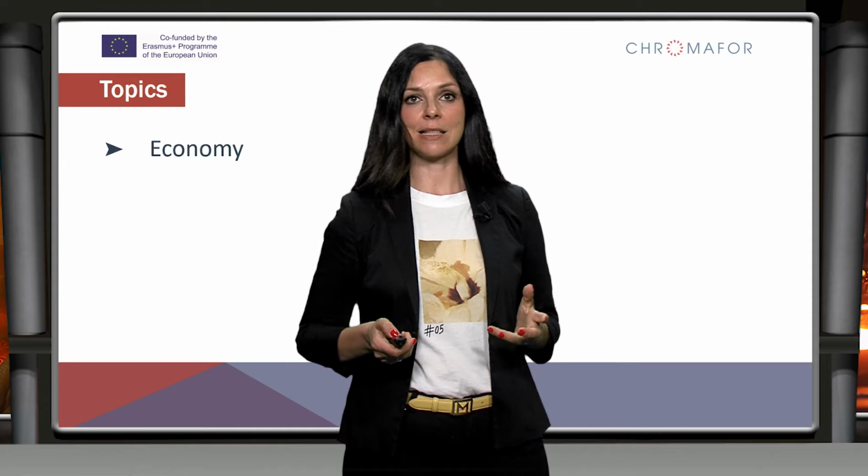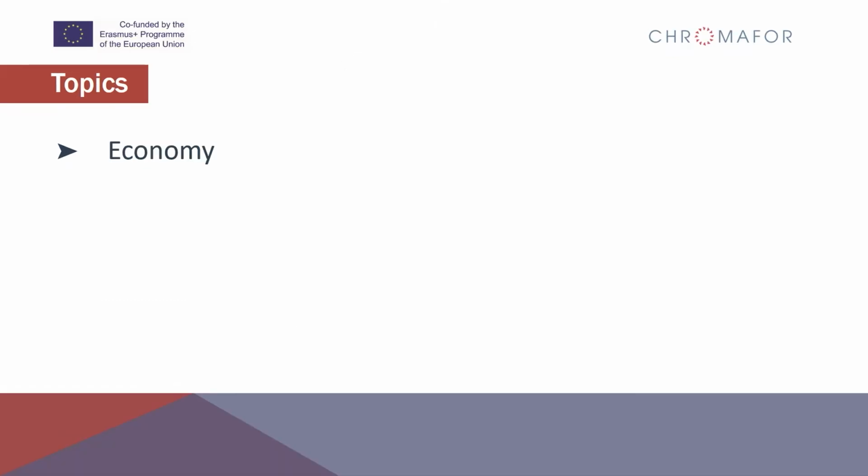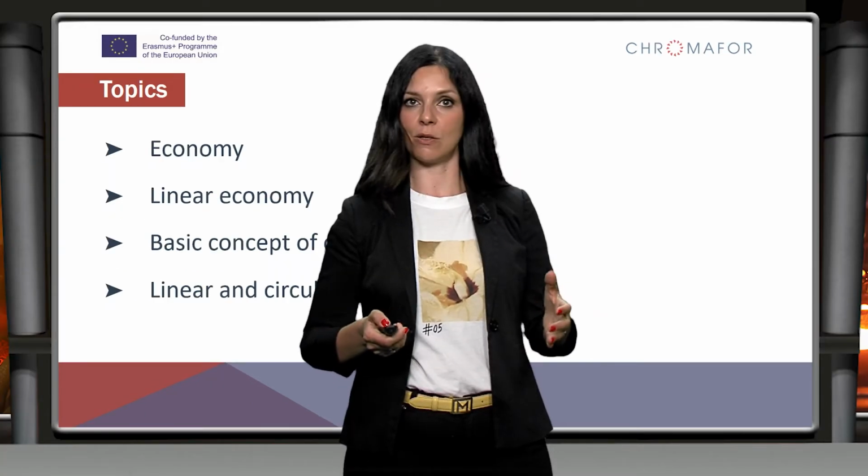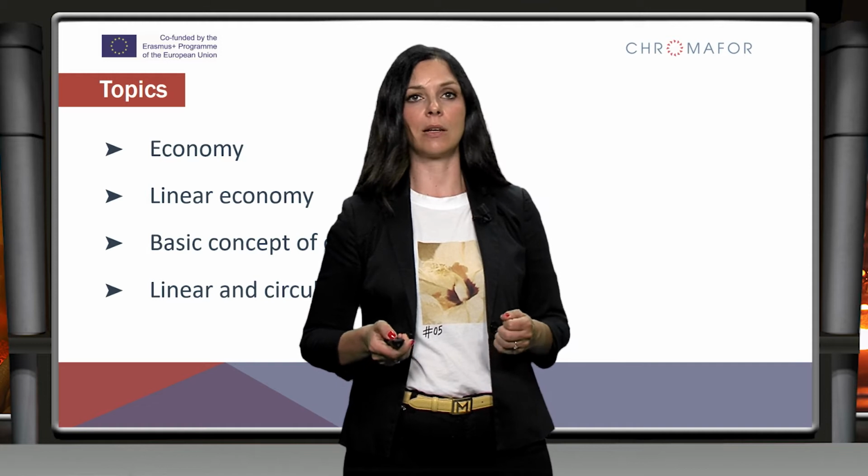We will discuss the main characteristics of the current economic systems, and we will understand the way in which economic systems work. Then we will give some details about linear economy, which characterizes the current economic systems. Then we will talk about the basic concepts of circular economy, and then we will look at the differences between linear and circular economy in order to understand the advantages of enforcing a circular economy rather than a linear economy approach.